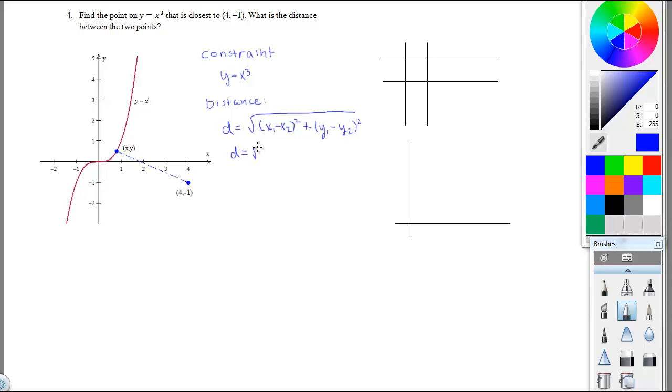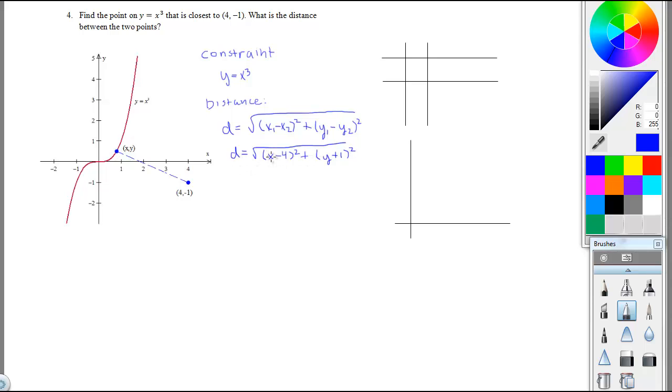So my 2 points in this case are (4, -1) and (x, y). Let's do x minus 4. We'll treat this as our first point and this is our second point. So (x minus 4) squared plus (y minus a negative 1). So y minus a negative 1 is really (y plus 1) squared.